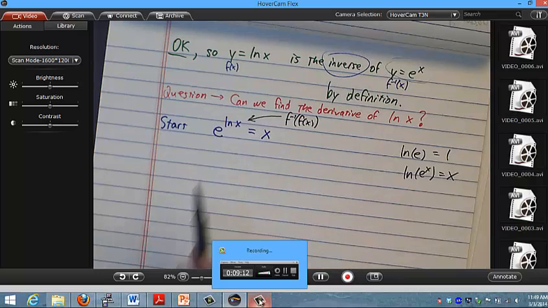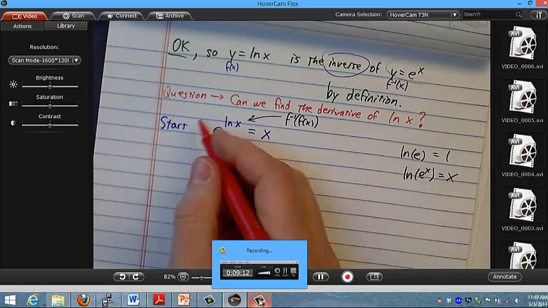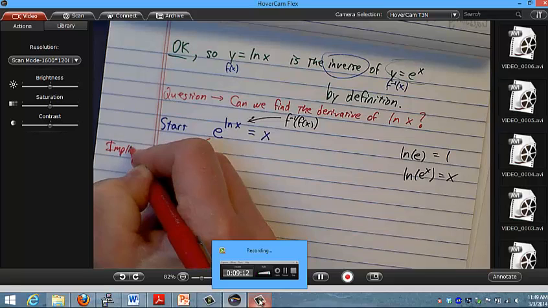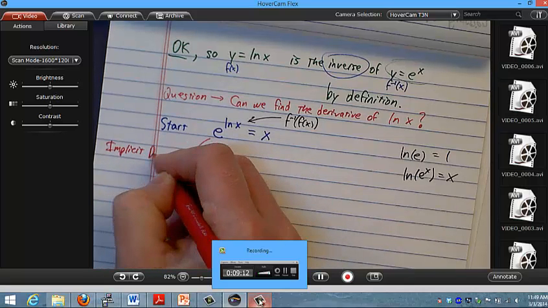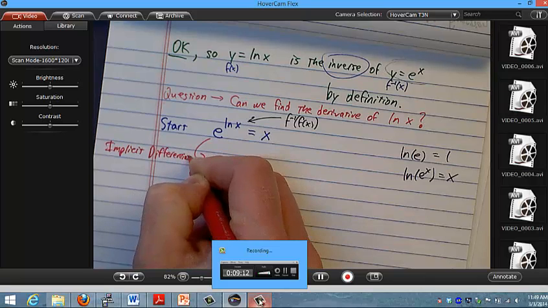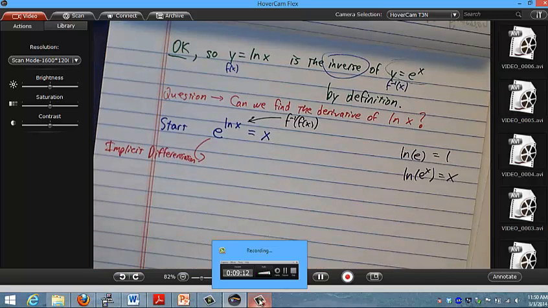Okay, but I want to start with this. And now I'm going to use something that we learned but haven't used in a while. We're going to use what's called implicit differentiation.